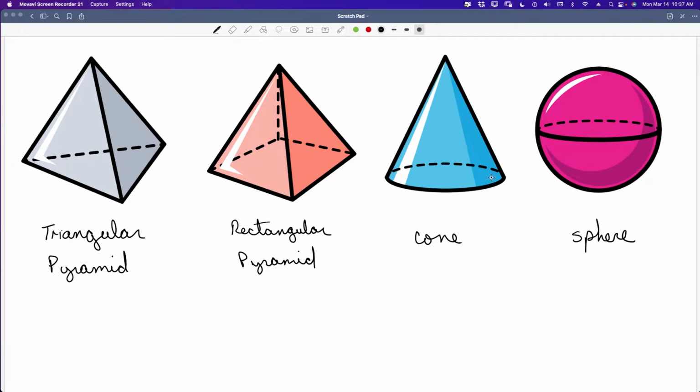And a cone, the base is a circle. So those are the main difference between a pyramid and a cone, and that is the shape of its base. If the shape of the base is a polygon, it's a pyramid. If it is a circle, it is a cone. So that's something worth noting or putting in your notes.